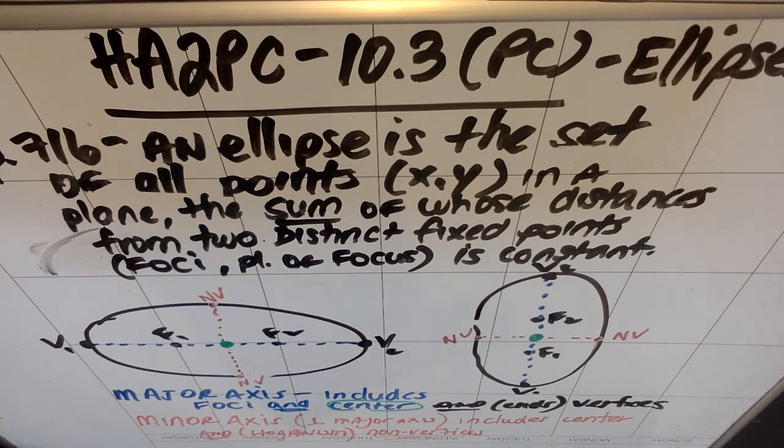Every ellipse has a longer and a shorter axis because otherwise it would be a circle. If the two axes were the same, it's not an ellipse, it's a circle, and then it's a whole different set of problems.